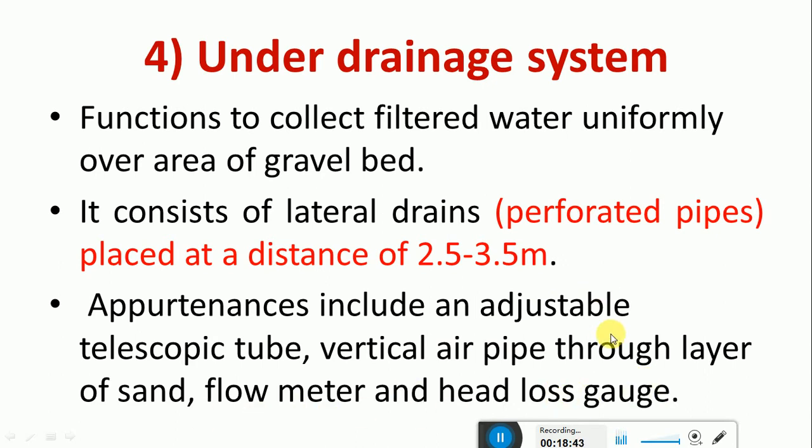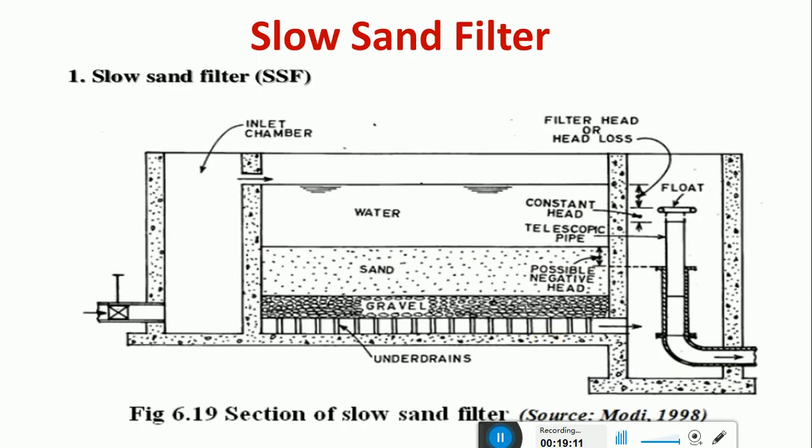In order to check the rate of filtration, because as filtration happens over a period of time, we have to clean the sand or replace the sand based on the head loss. So in order to measure the head loss and check the efficiency of the filter, it also consists of the vertical air pipe and also the flow meter and head loss gauge, to check the rate of filtration and for the proper operation and maintenance of the filters.